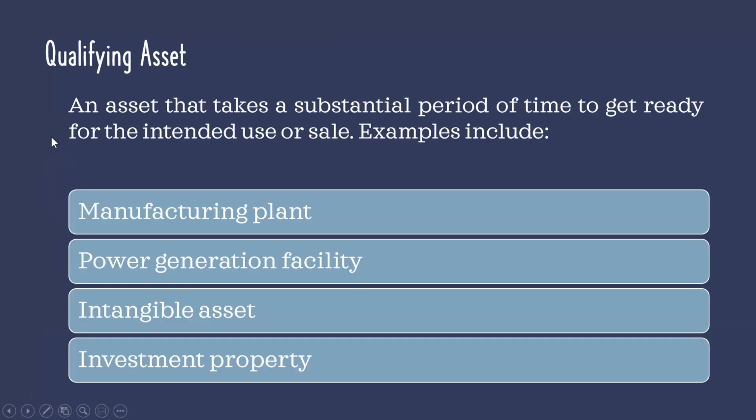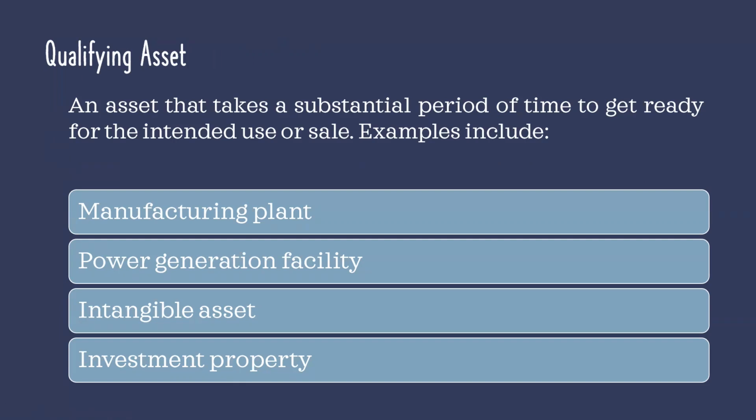So what is this qualifying asset? A qualifying asset is an asset that takes a substantial period of time to get ready for its intended use or sale. So medyo matagal siyang matapos. So asset na would require certain period of time before siya maging ready for its intended use or sale. So examples natin ito, usually mga building, no?